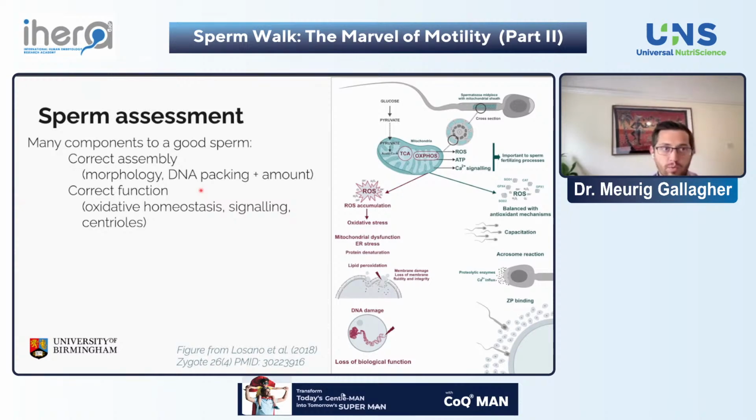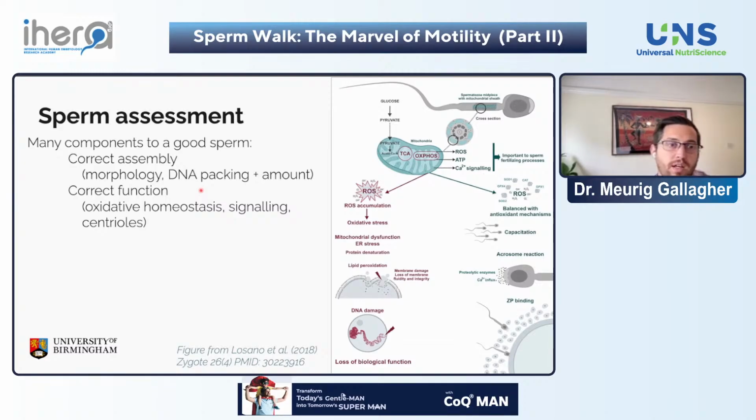So the obvious one is that they need to be correctly assembled. That means they have to have the right shape. They need to have a head, a tail, a mid piece, an end piece, all of those things that I showed you at the beginning. The DNA needs to be correctly packed. There needs to be the right amount of DNA. It needs to be not damaged. And then the sperm needs to have all correct function.